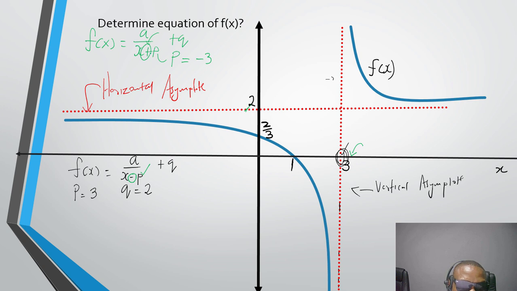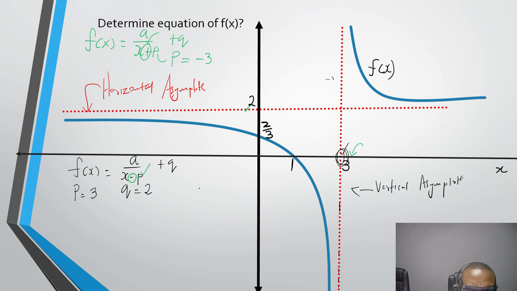Now, if we had x plus p underneath a, the value of p was going to be negative 3. We're going to use the sign different from the one that you see on the Cartesian plane for the vertical asymptote. But because here I use the formula x minus p, p is exactly the x asymptote. So the x asymptote is 3, therefore p is 3.